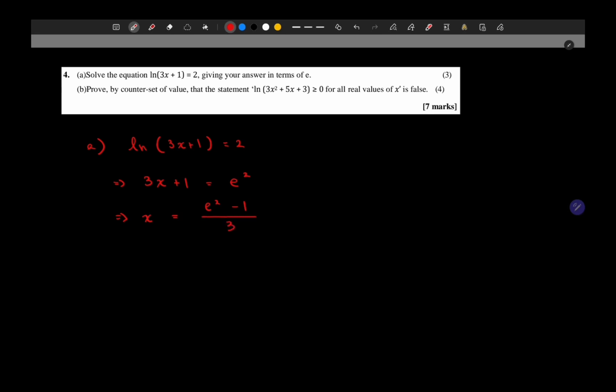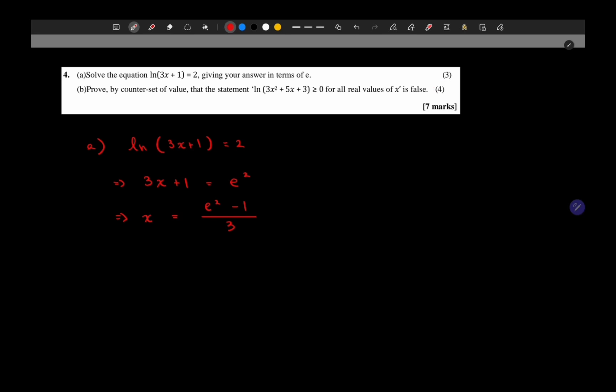Now moving on to the second question, we need to prove by counter example that the statement ln of 3x squared plus 5x plus 3 is greater than or equal to 0 for all real values of x is false. So this is a counter example, but there is a twist. There are 4 marks for this question. Usually for counter examples, there is only 1 mark or a maximum of 2 marks.